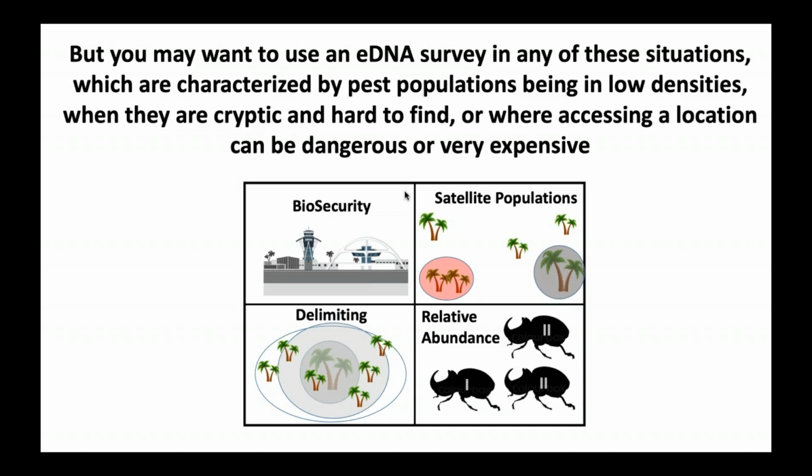So if you find a satellite population, you want to delimit it, and then you want to attack it in terms of whatever management options you have. But those are two situations where conventional sampling is challenged by the fact that it is tasked with finding something, a pest insect in the landscape, when it's very, very rare. So it's a hard lift for any survey.